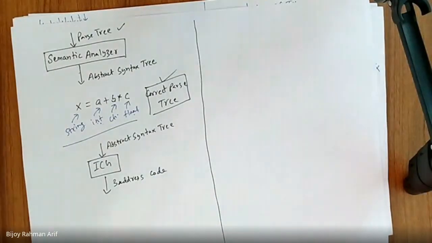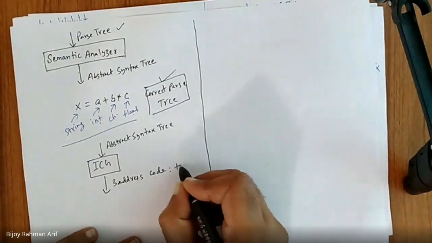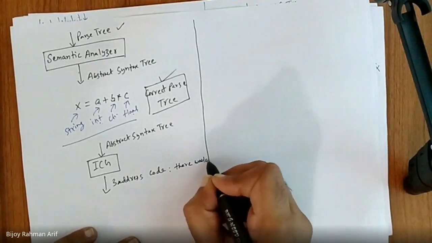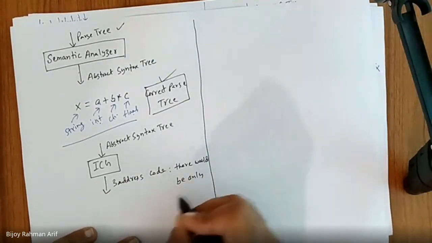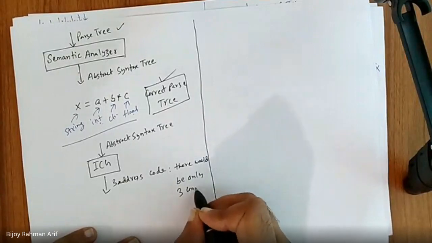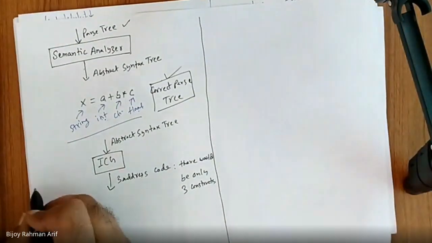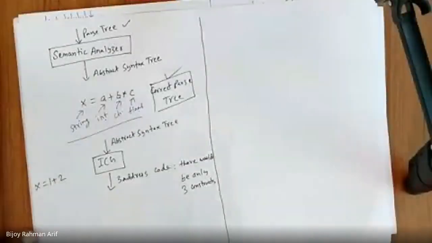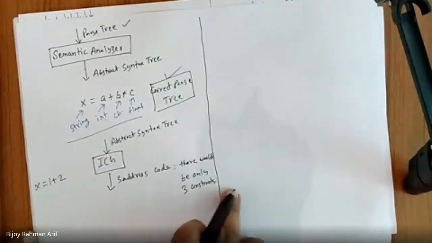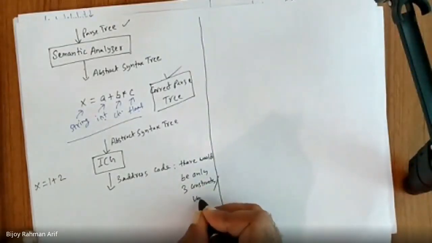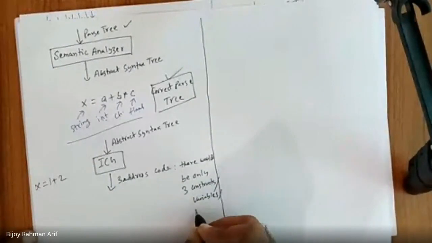Three address code. So what is three address code? In a three address code, there would be only 3 constructs. Can you give me an example? In three address code, there will be only 3 constructs. For example, x equal to 1 plus 2. Is it three address code? Only 3 constructs, or variables, or numbers.